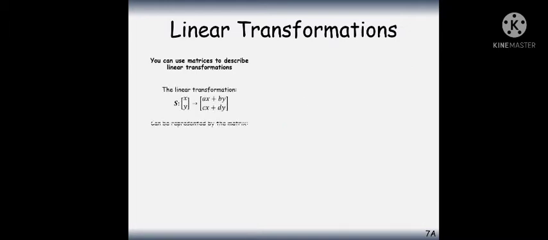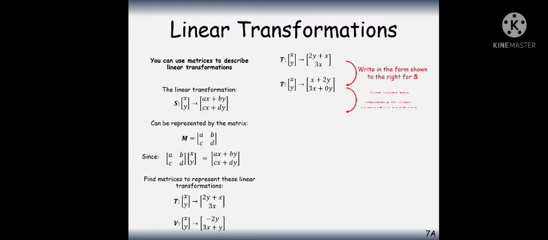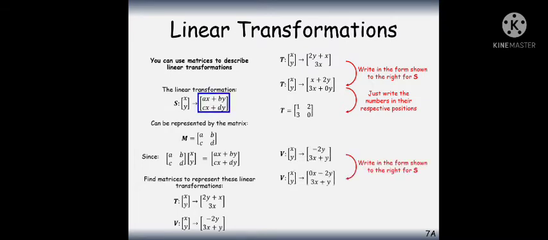Moving on. So I've got a linear transformation S, currently represented by the matrix A, B, C, D, which pre-multiplied by x, y gives ax plus by, cx plus dy, in a 2 by 1 matrix. Find the matrices to represent these linear transformations. For T, write the numbers in the respective positions, so 1, 2, 3, 0. And for the second one, that's just 0, minus 2, 3, 1.